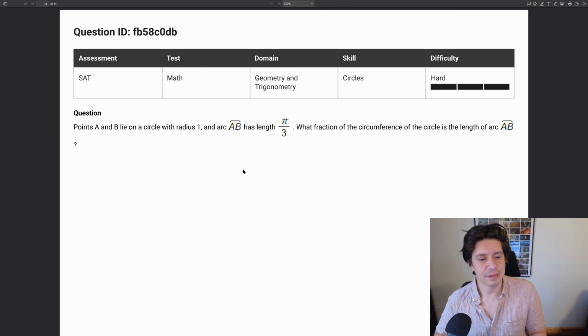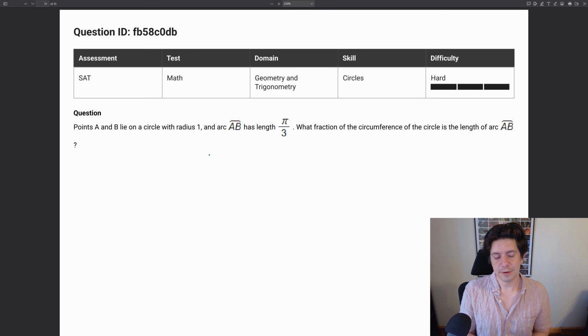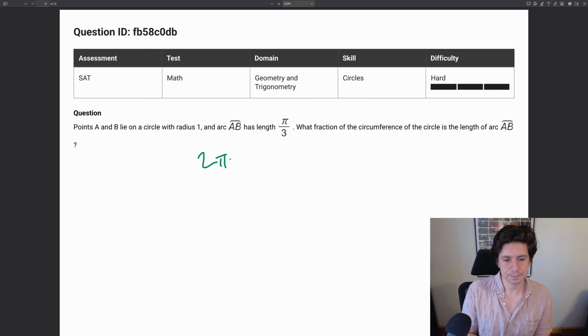Points A and B lie on a circle with radius 1, and arc AB has length pi over 3. What fraction of the circumference of the circle is the length of arc AB? So the circumference is going to be 2 pi r. And in this case, that's just going to be 2 pi because r is 1.